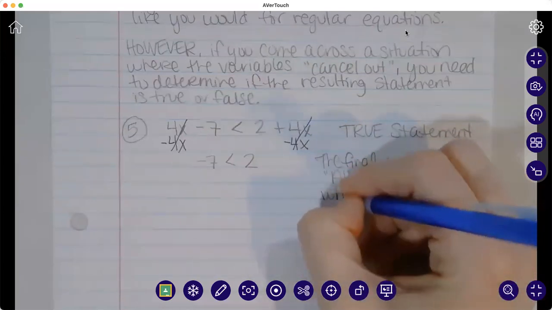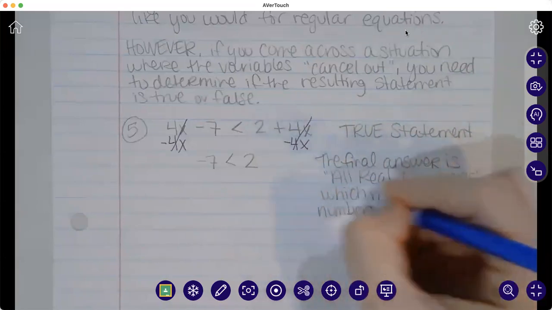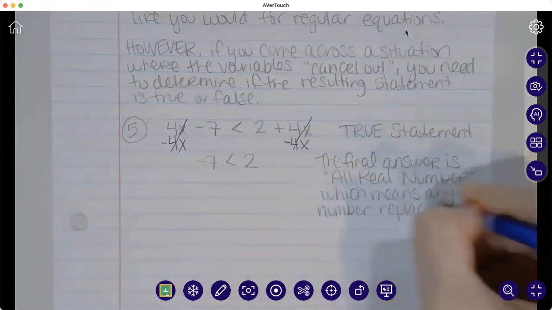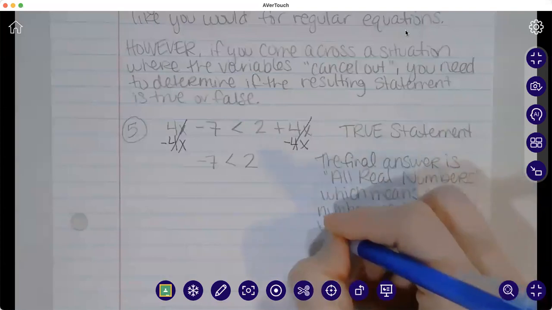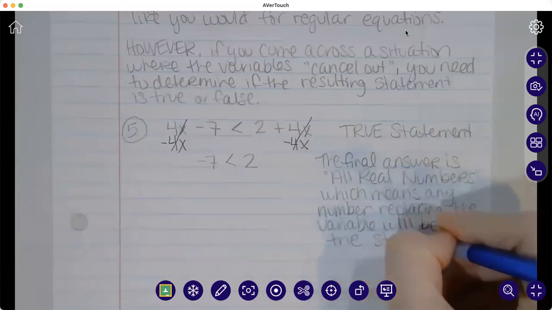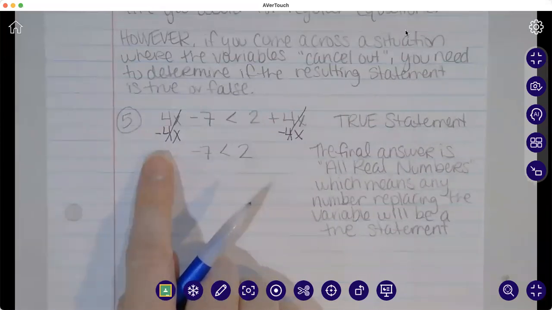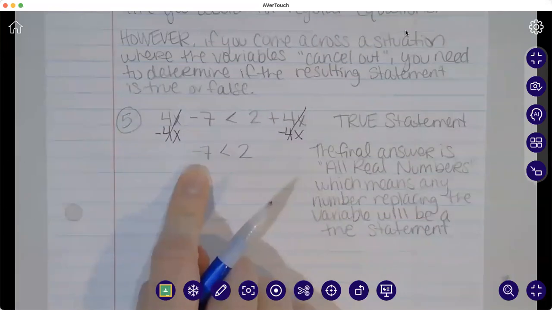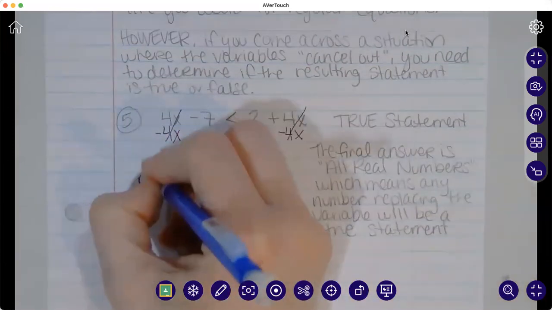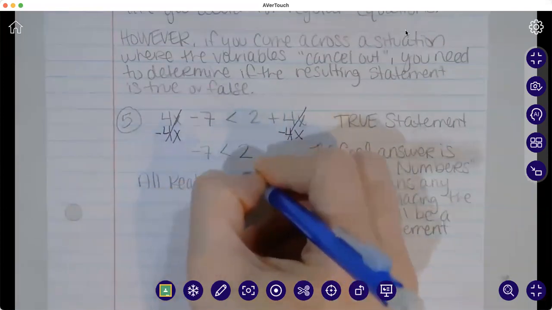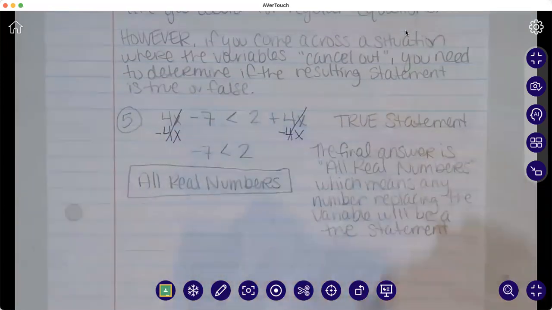Which means any number replacing the variable will be a true statement. So regardless of what you pick as a value for your variable, if you were testing it out, you will always get a true statement. So therefore, our final answer is all real numbers, which is similar but not the same as infinite solutions. So again, all real numbers.